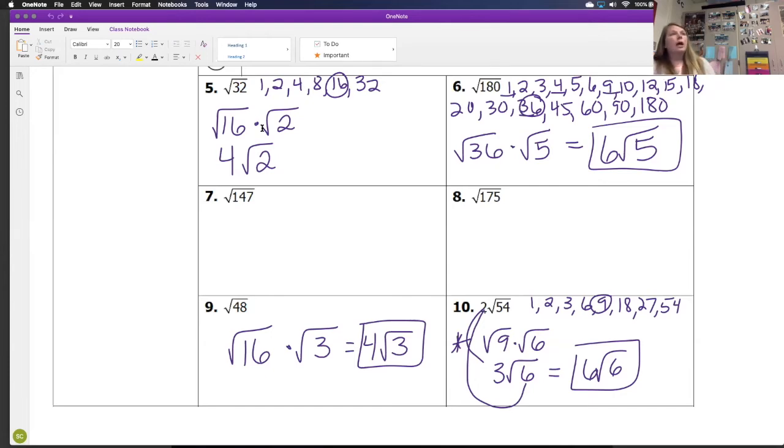So the last one I would like you to try, and let me know when you have your answer, digital students, send me your answer, is number 13. 13 says -3 times the square root of 28.